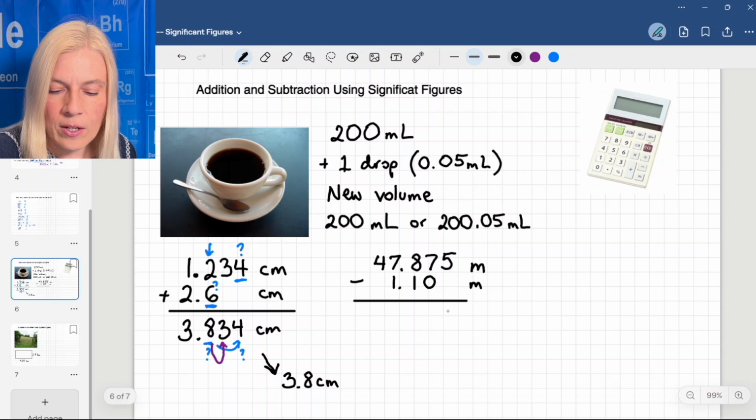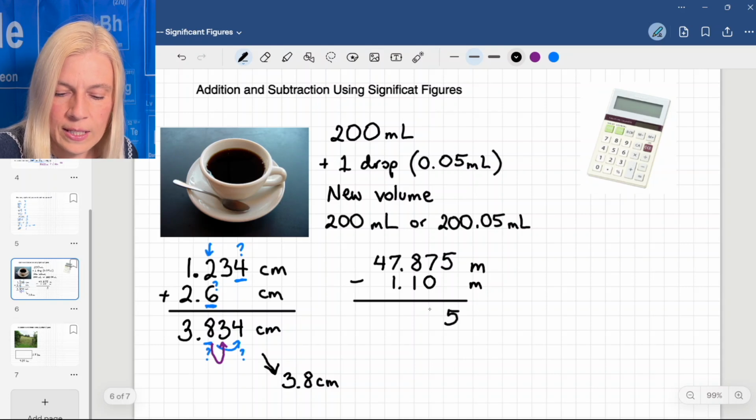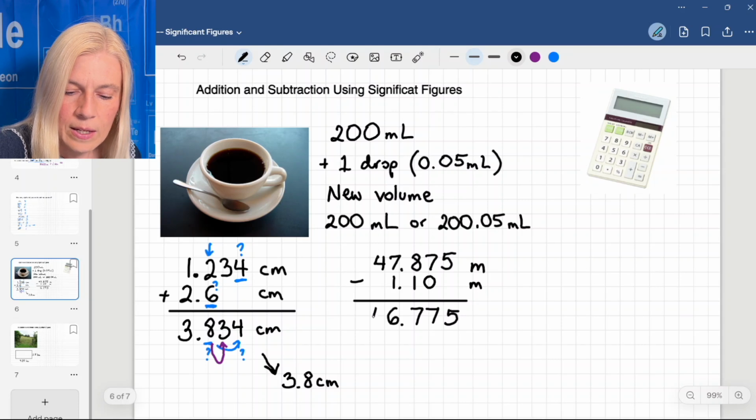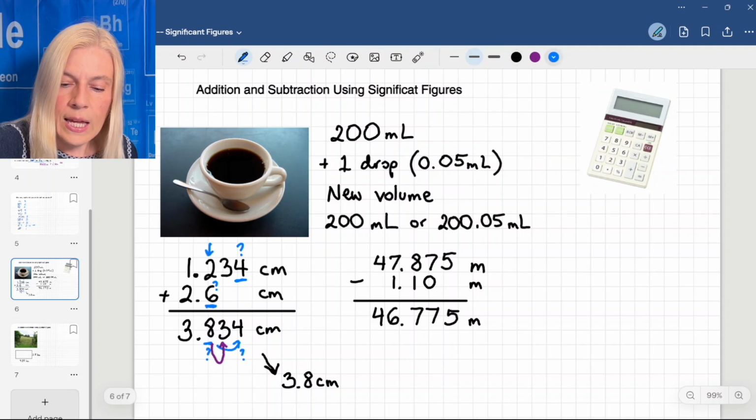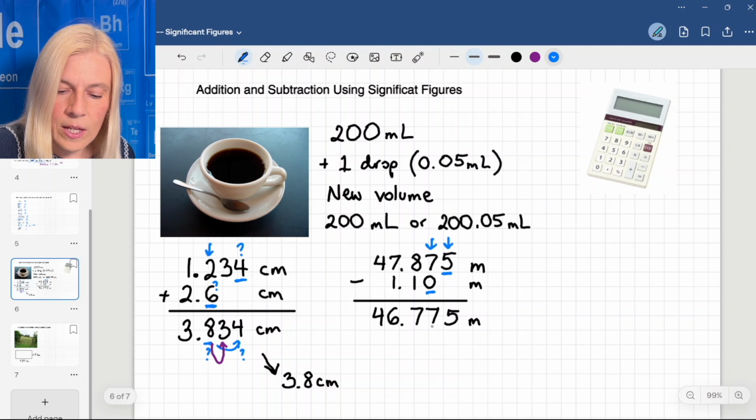If we use our calculator, the answer will be 46.775 meters. And again, let's think through this. Here I am uncertain about this 5, and here I am uncertain about the 0. So my uncertainty will carry down. That means I am uncertain about the 7. I'm also uncertain about the 5.